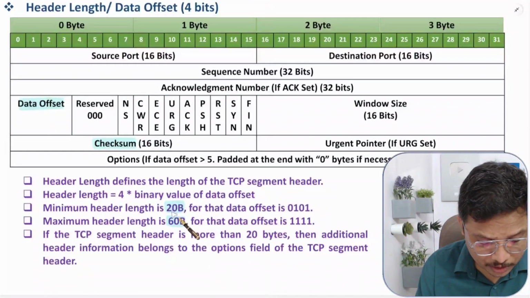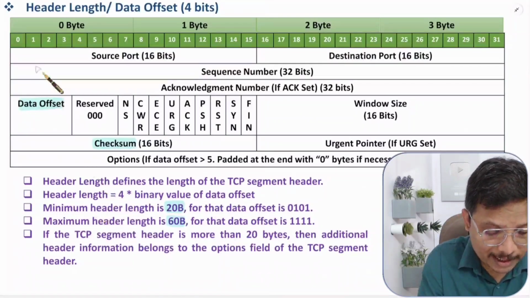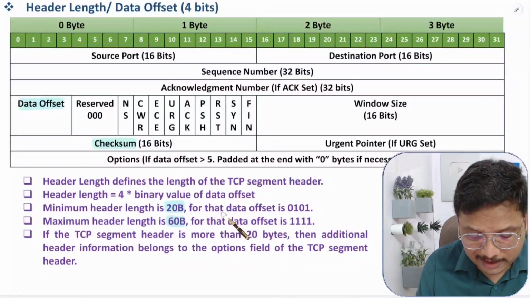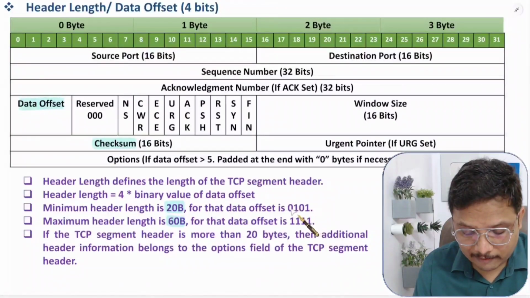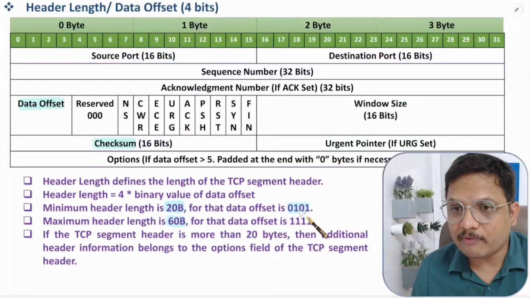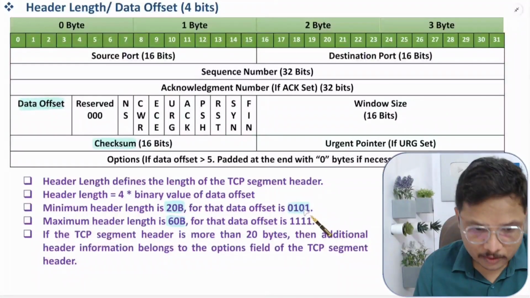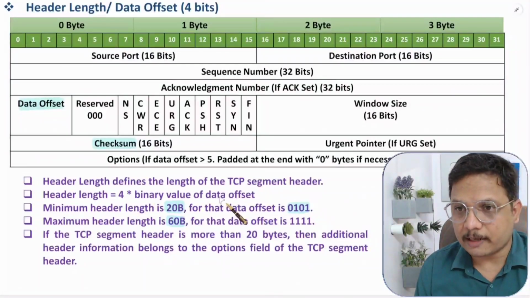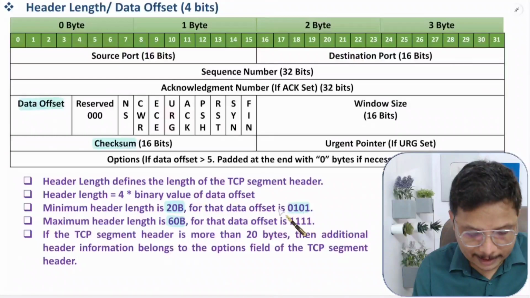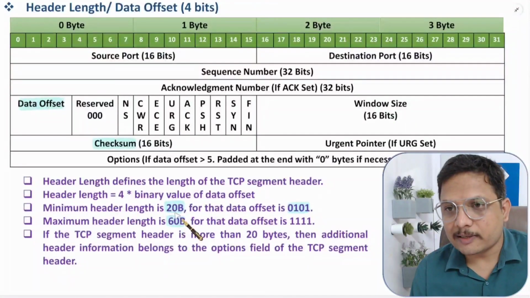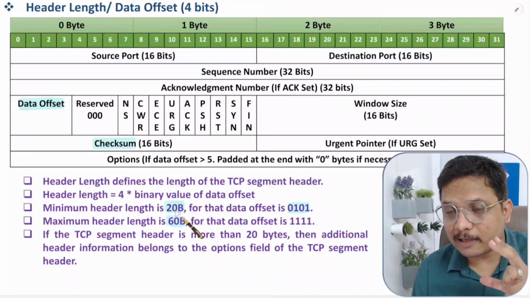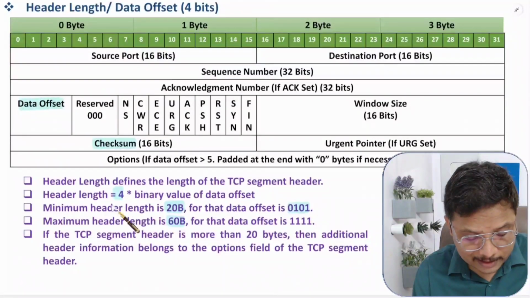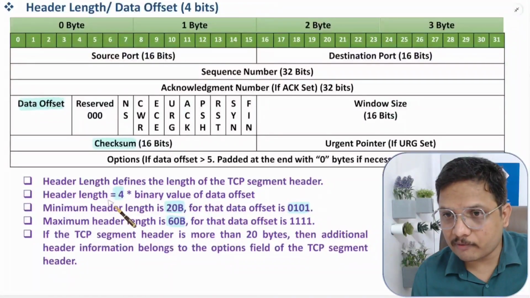So as and when you have minimum size of header over here, at that time it will be having size of 20 bytes, and in that situation, this data offset will be 0101, which means it will be 5. Now how is it 5? You see, header length is 4 into the binary value of data offset. So this is 5. 5 into 4 is 20. So always remember header length is always there in terms of a multiple of 4.